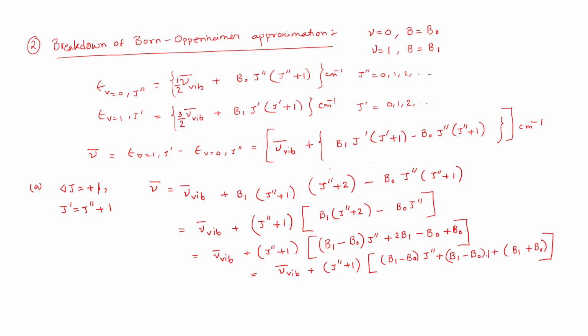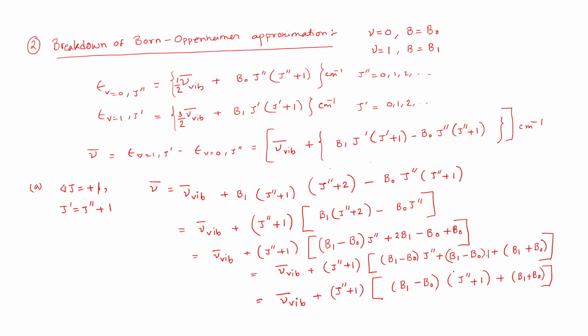Yes. Let me know if I am making any mistake, because I am very prone to make mistakes. J double prime plus 1, and we can take B1 minus B0 common, and it would be J double prime plus 1, and B1 plus B0.